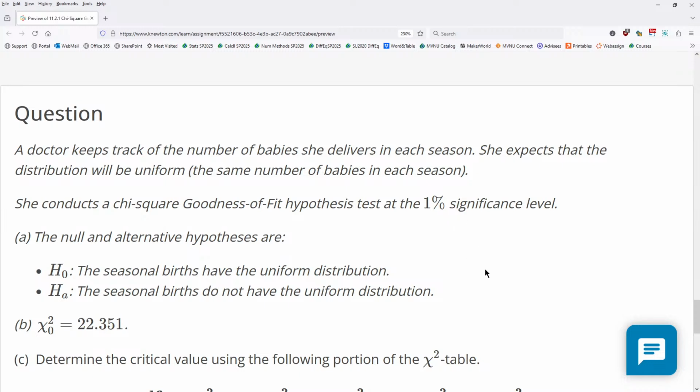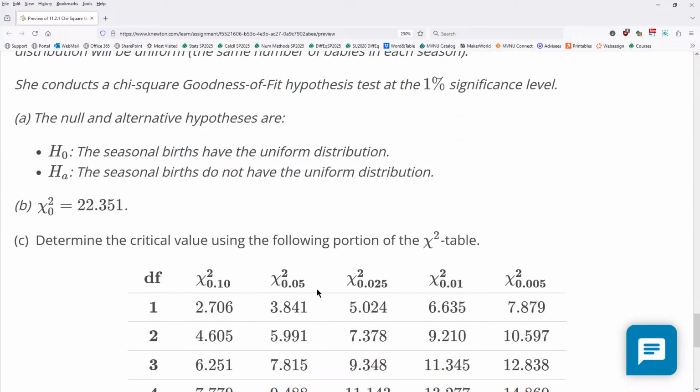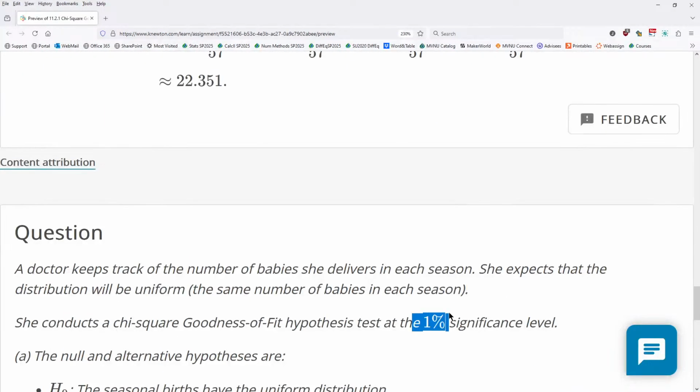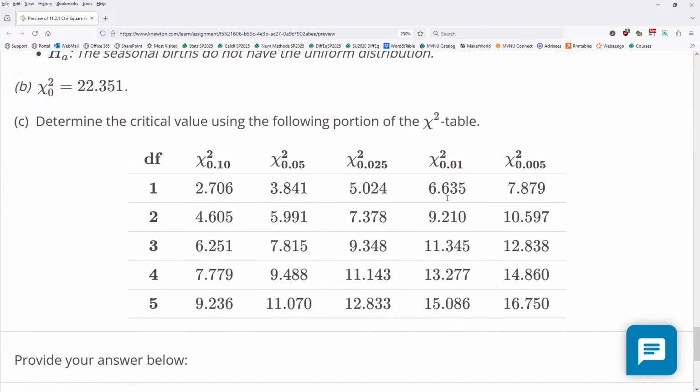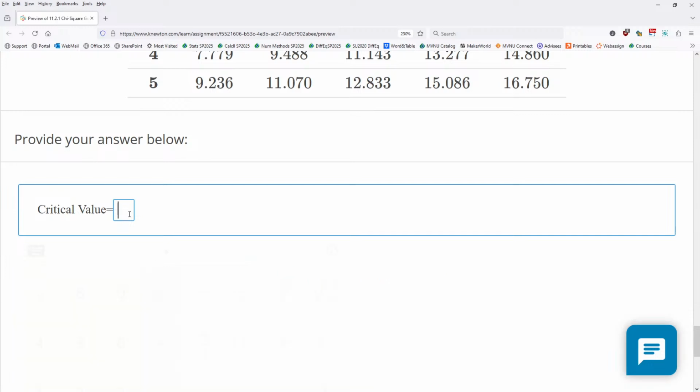Please do stick around. Okay, getting back to this, we have a 1% significance level. That refers to alpha. So here is 3 degrees of freedom because there are 4 categories. So 11.345 is the critical value.